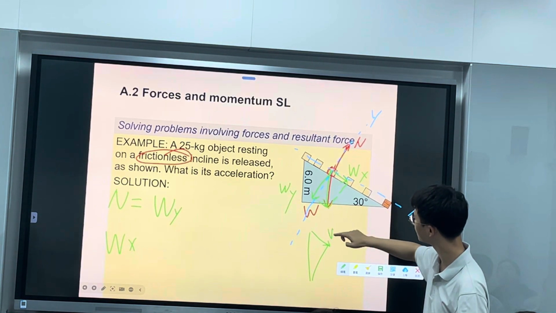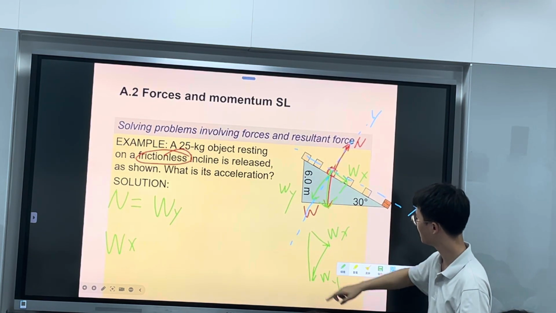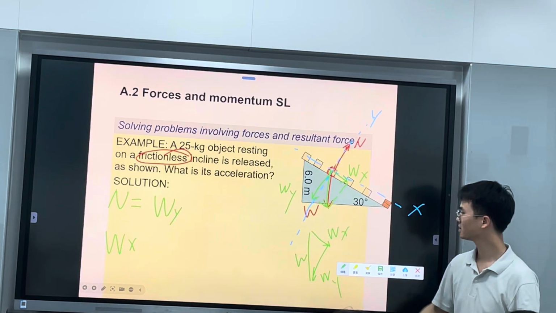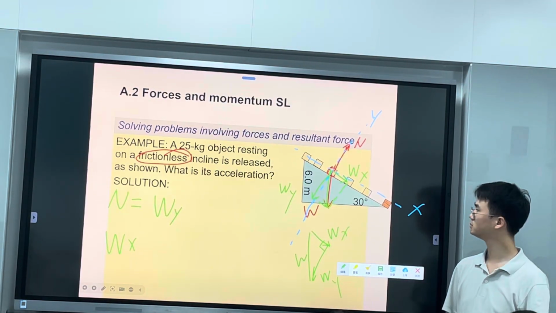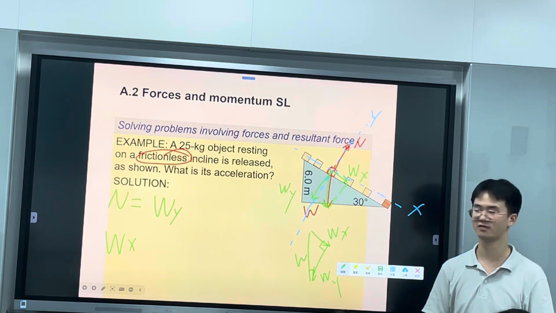This part here is Wx. This part here is Wy. And this is W, right? And this is a right angle. We know that this angle is 30 degrees. So this angle is 30 degrees, right?